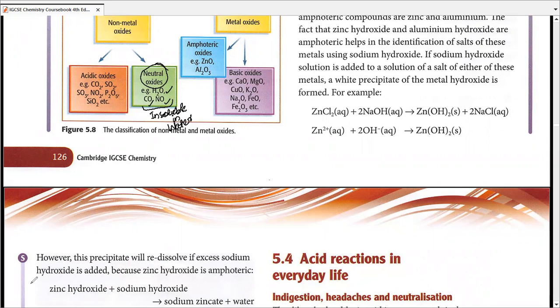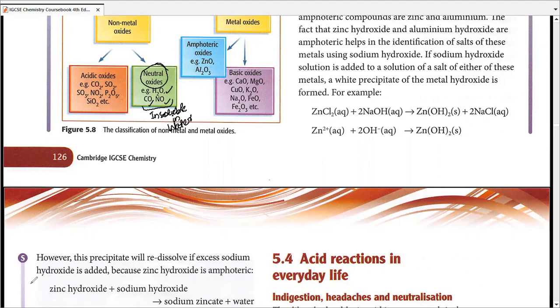So oxides which act as an acid are known as acidic oxides. Oxides acting as bases are known as basic oxides. Oxides acting as both are known as amphoteric oxides. Oxides acting as neither are known as neutral oxides. So it's pretty simple to understand and bifurcate these 4 types of oxides. And I hope you find them easy too, right? Yes, sir.